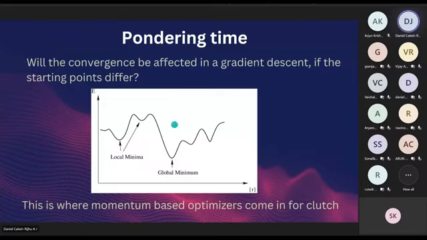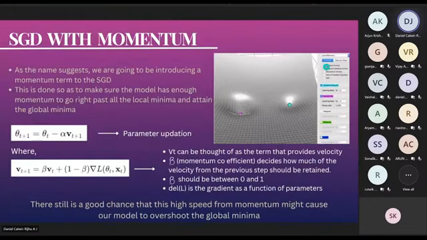So what do we do in these cases? That's where momentum operators come in. So we'll look into that. The momentum operator which we are going to deal with in this session is SGD with momentum. As the name suggests, it's going to be a normal SGD operator, but with an excess of a momentum term. Before going into the mathematics, I'll try to explain it pictorially from this GIF over here.